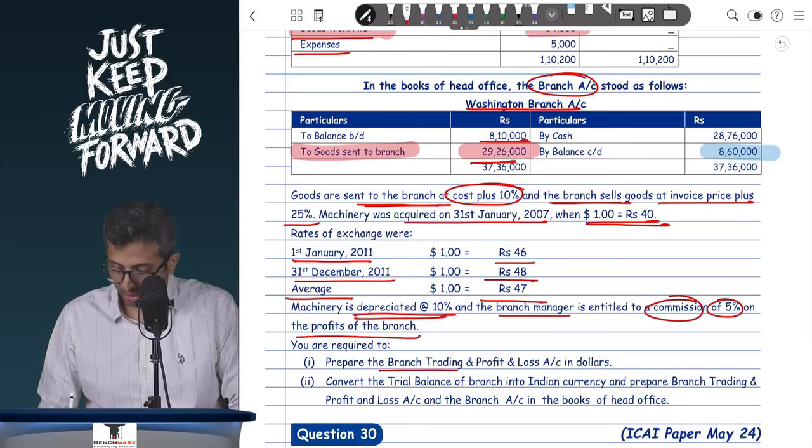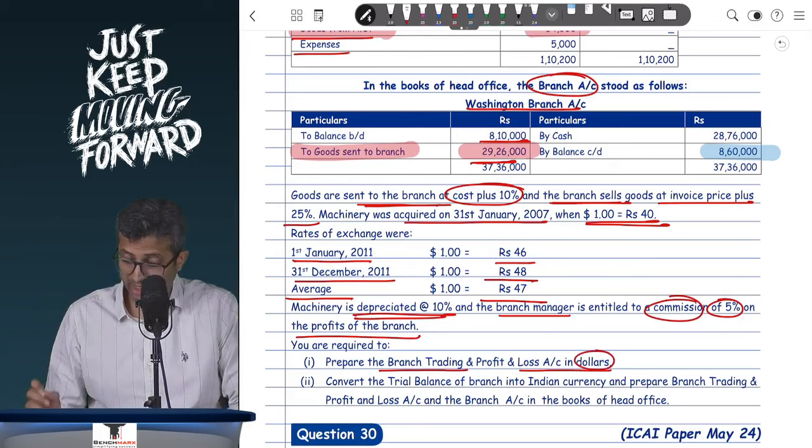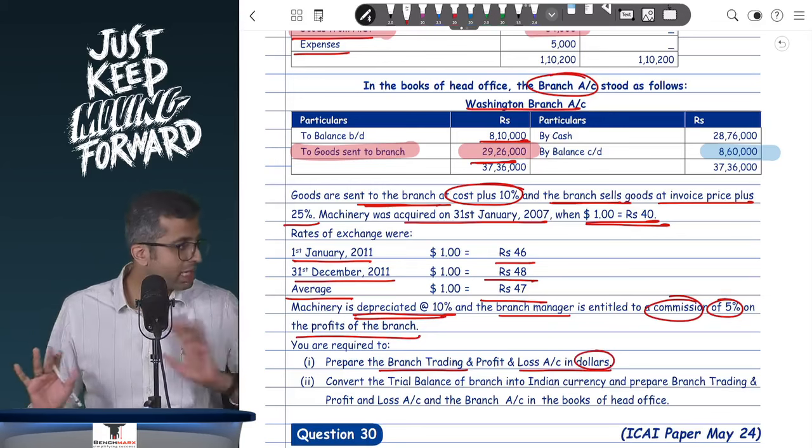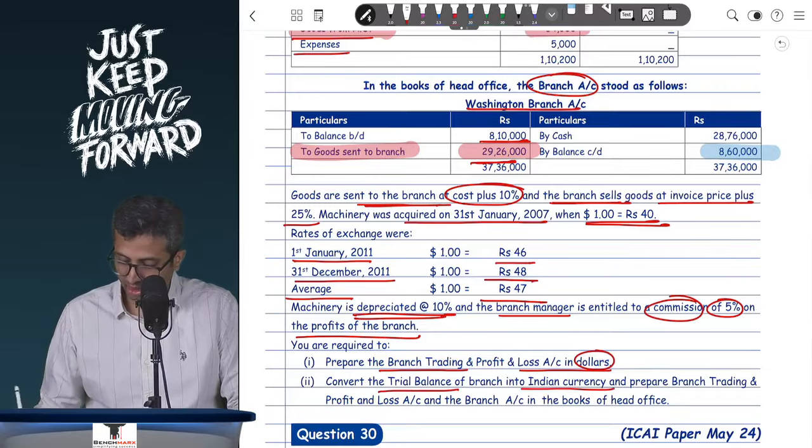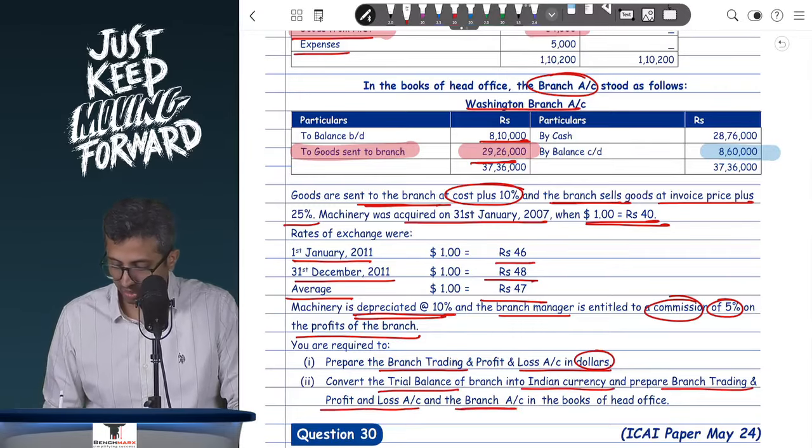You are required to prepare the branch trading and profit and loss account. First, they are asking you to prepare this purely in dollars. There will be no conversion. And then convert the trial balance of the branch into Indian currency and prepare the branch trading and profit and loss account for the branch in the books of the head office. So first you're preparing the branch trading and profit and loss account in dollars.